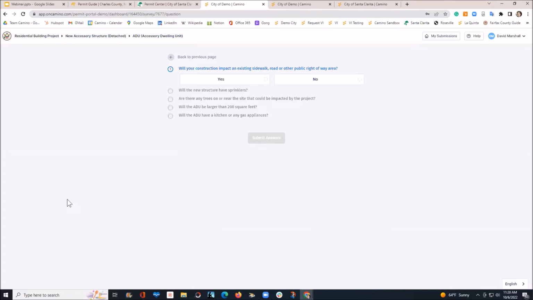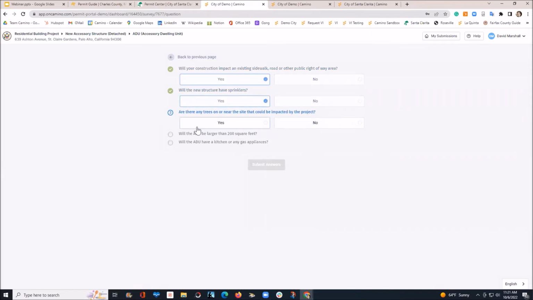Now we go into those simple questions, right? The goal is let's have these questions so simple that a 50-year-old lady at 6 o'clock at night doesn't get stumped, right? She can answer these questions. And more than likely, these are the questions that your permit techs are asking. So, does it impact an existing sidewalk? Does the new structure have sprinklers? Are there any trees on or near the site? Is the ADU larger than 200 square feet? And are you going to have any kitchen or gas appliances?